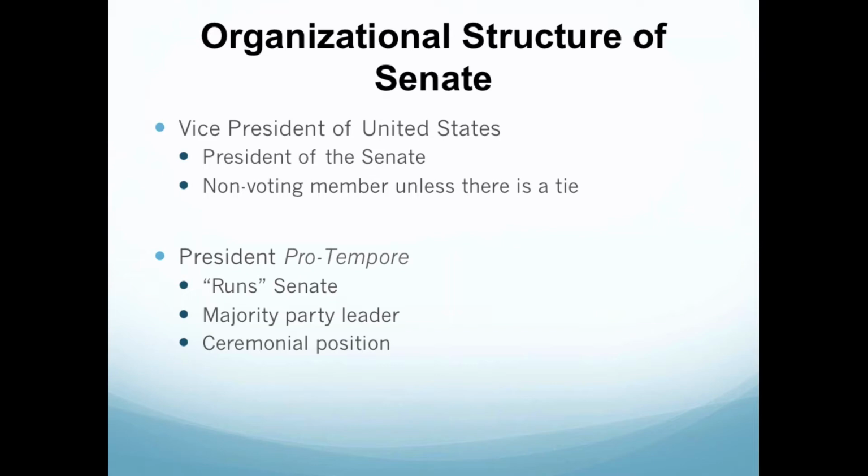The Vice President, among other things, serves as the President of the Senate, and generally serves as a non-voting member unless their vote is needed to break a tie. The President pro tempore, or President for a time, is elected by the Senate and is, by custom, the senator of the majority party with the longest record of continuous service. They tend to preside over the chamber in the absence of the Vice President and is largely viewed as a ceremonial position.